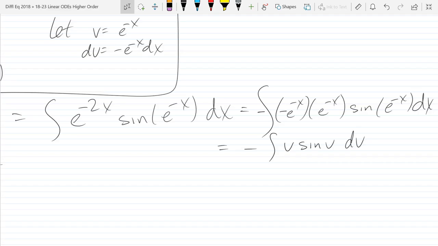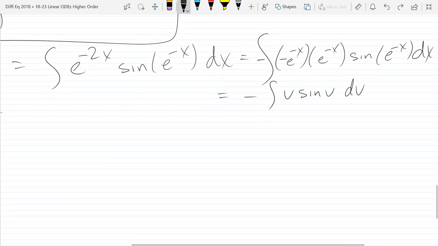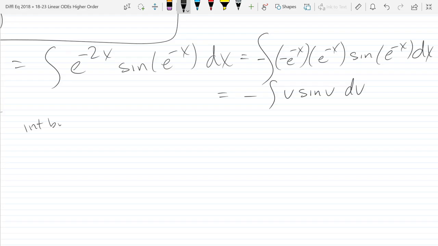How in the world do we integrate this? There's that v out front of the sine. Integration by parts. So I want to be taking a derivative of this term, and for the other term it doesn't matter if I go derivative or anti, because I'll basically get the same thing. So I'm going to use integration by parts. Now, of course, I'm using a letter v, so that's always a little bit dangerous. So I'll write integration by parts: integral u dv is equal to uv minus integral v du.